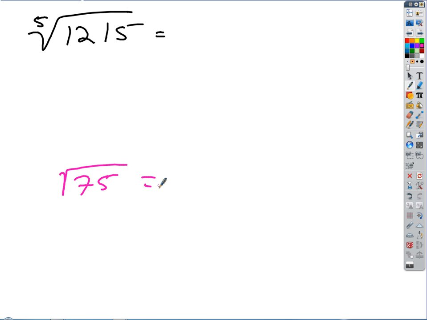5 radical 3, yeah. Okay, does everybody see that? How come? Because 25 is a perfect square, and 25 is a factor of 75, right? We can break that down to the square root of 25 times the square root of 3.